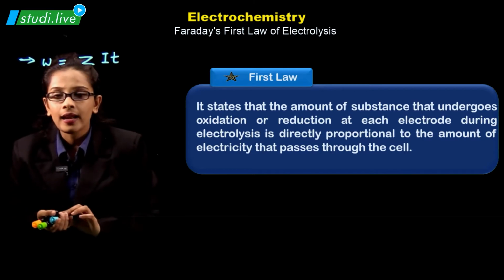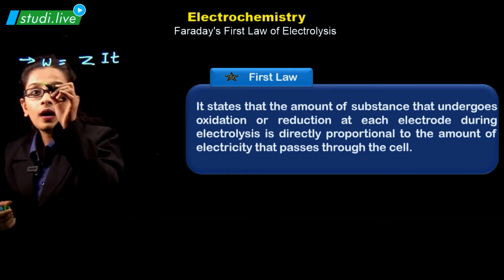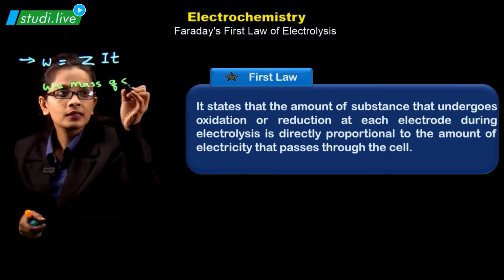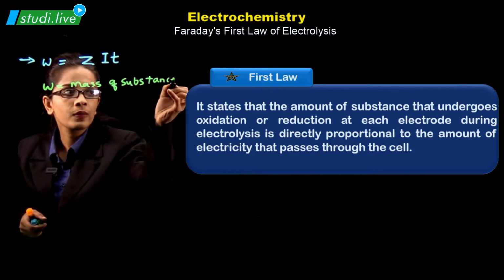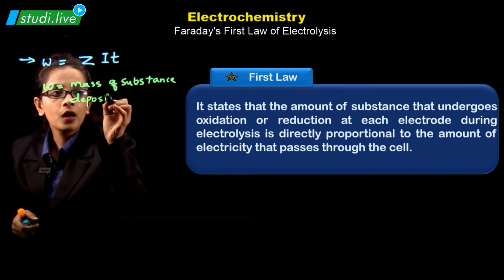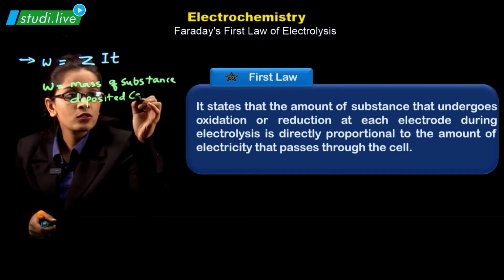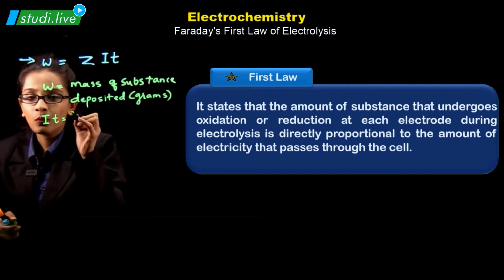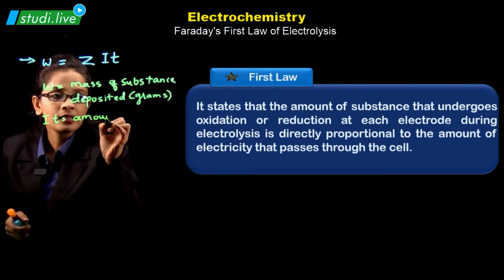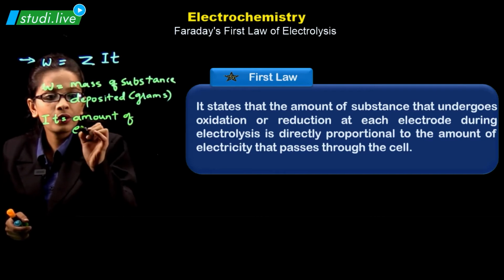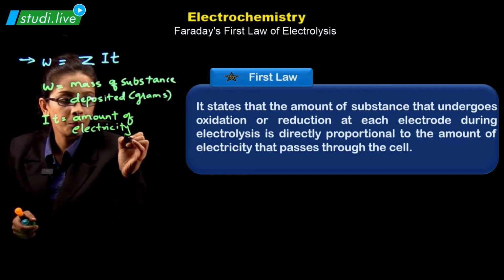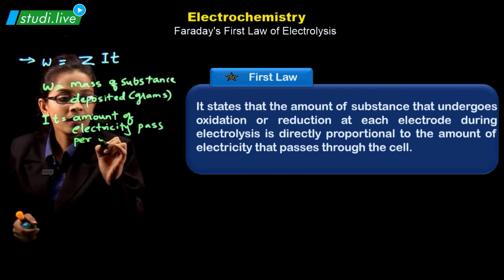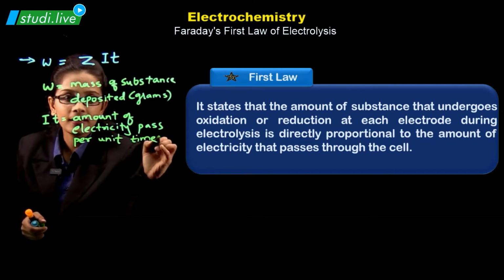So we need to understand the terms involved over here, student. W is the mass of substance deposited. You should remember this part, student, that it has to be in grams. Where I and T, what is that? I is electricity, the amount of electricity passed, and T is the period of time for which it is passed. Amount of electricity passed per unit time. It is very important.